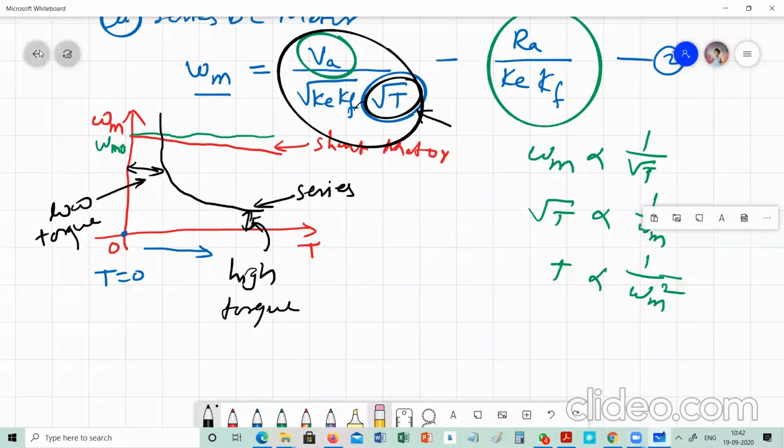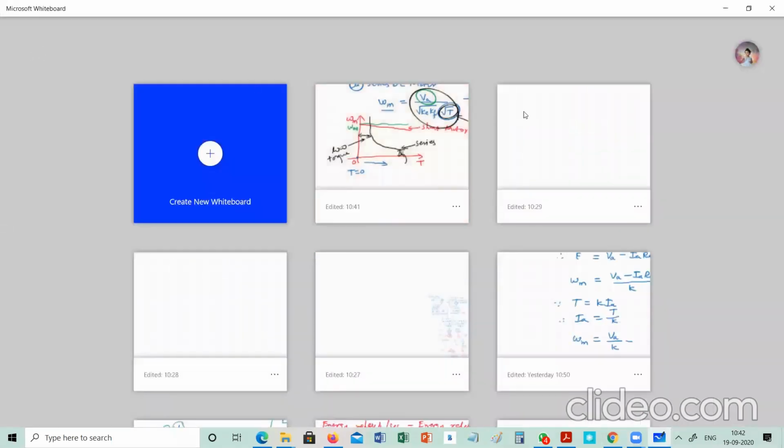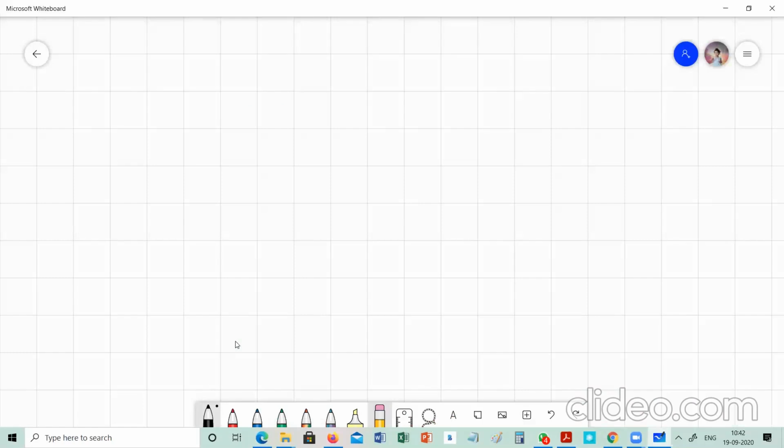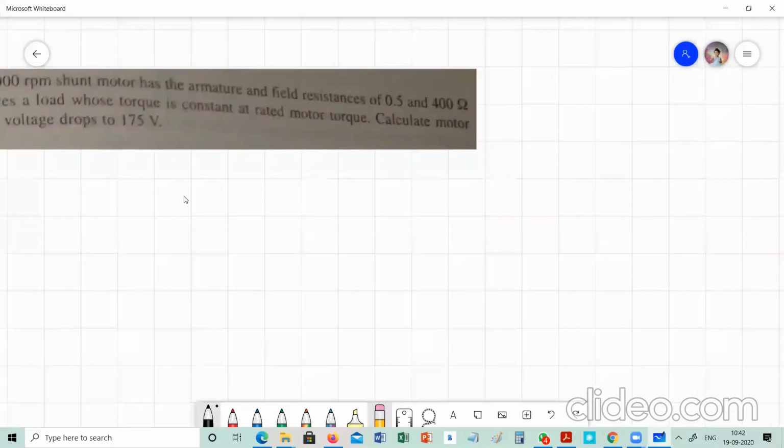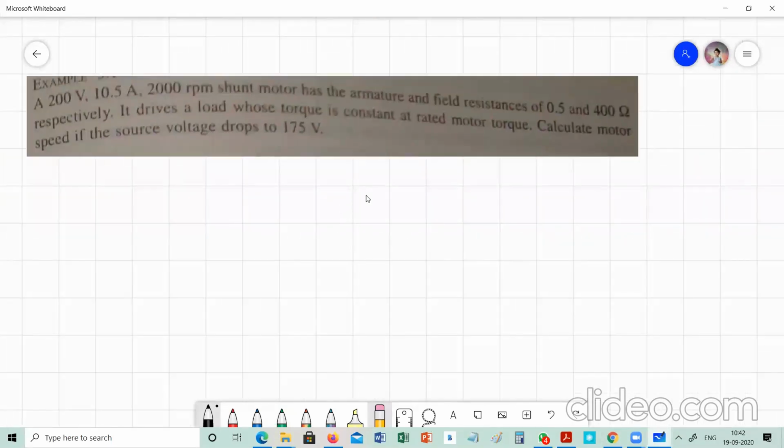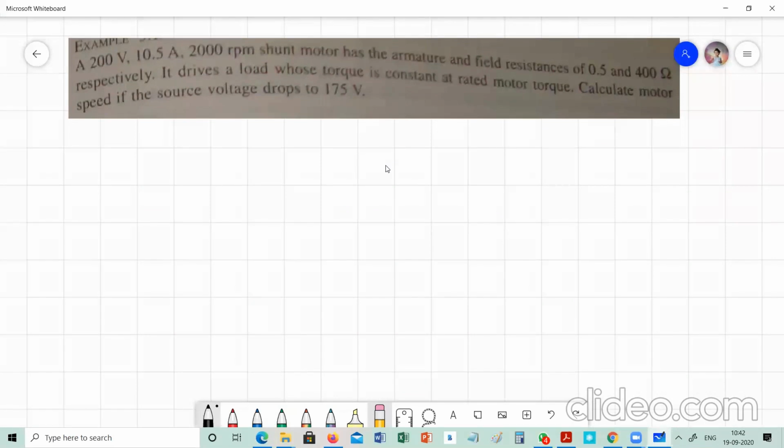Now we will proceed to the problems. Today we will see the solved problems of the book, and in the next lecture we will solve the unsolved problems. First we have to understand how these problems are solved.